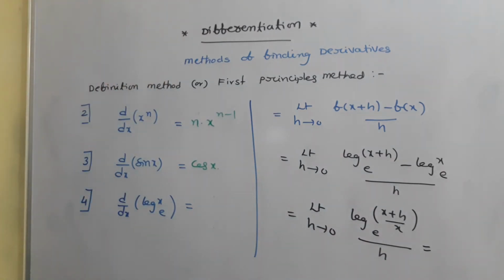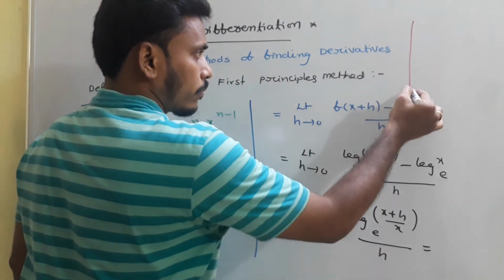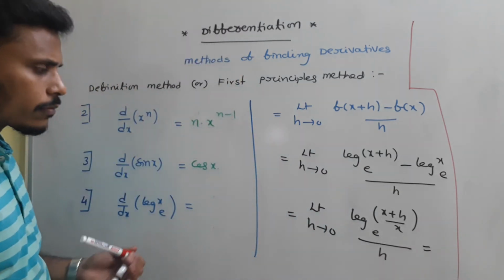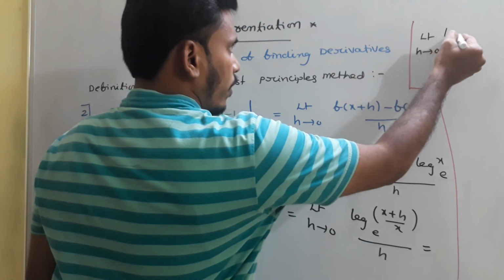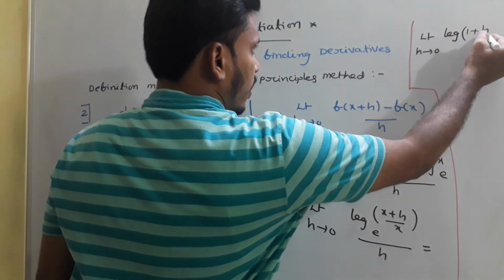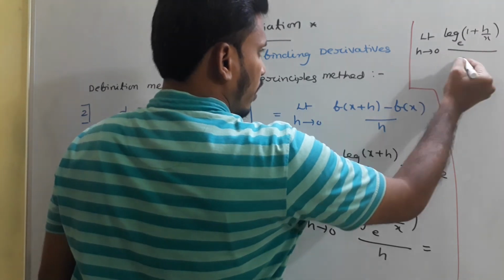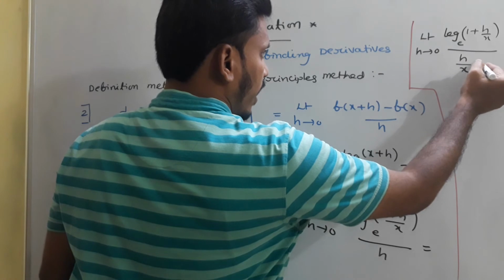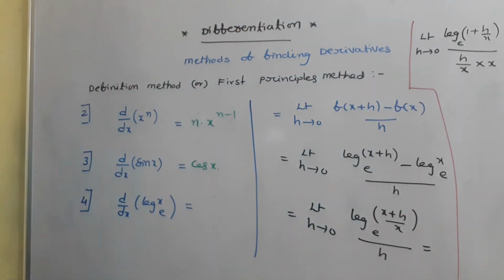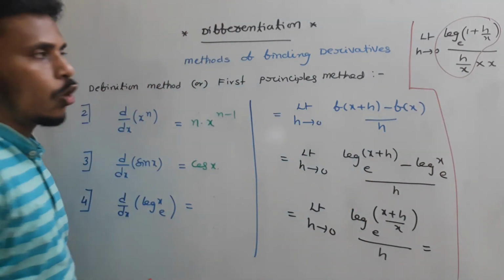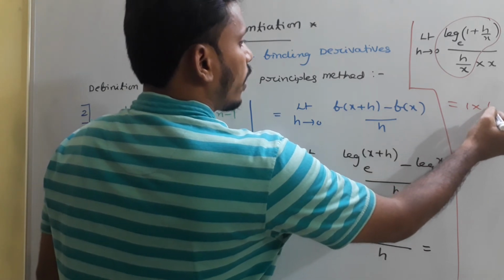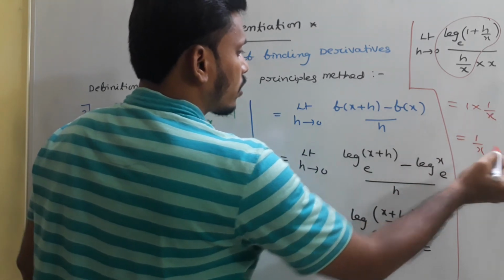Because of the space, I will show it here. I will rewrite it like this: limit h tends to 0, logarithm of 1 plus h by x to the base e divided by h. So you just divide with x and multiply with x. After rewriting the denominator in such a way, just have a look. Logarithm of 1 plus something by something has value 1. That is a standard limit, already known from limits. So this equals 1 into 1 by x. So at the end your answer is 1 by x.